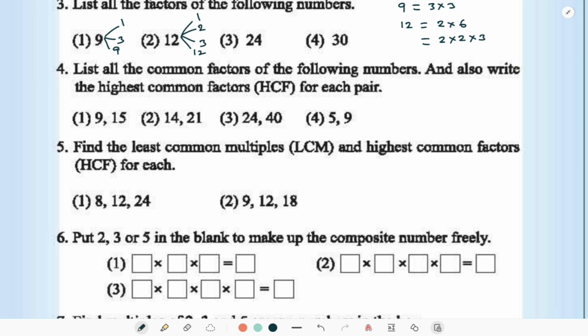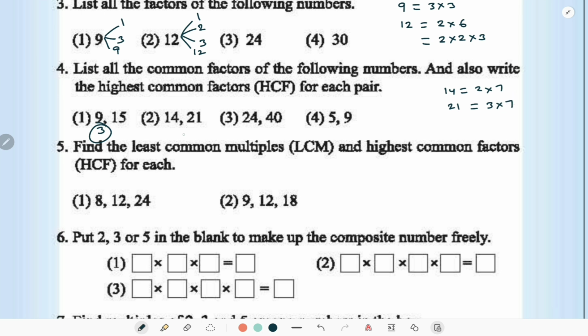Okay, list all the common factors of the following numbers and also write the highest common factor for each pair. All the common factors. Okay, 9 and 15. 9 can be written as 3 into 3. 15 can be written as 3 into 5. What about common factor? 3. And there are no other common factors for these two numbers. What about 14 and 21? 14 is 2 into 7, 21 is 3 into 7. Only common factor is 7, and this is the highest common factor.